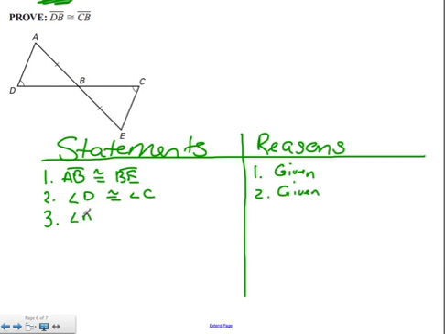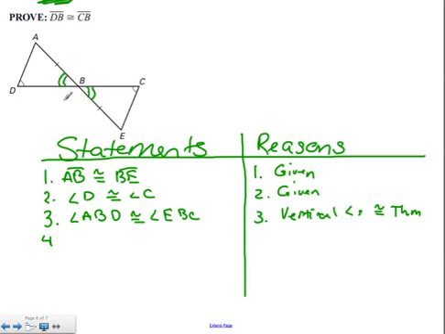We're going to then say angle ABD is congruent to angle EBC. The reason for that is the vertical angles congruence theorem. Let me mark that on the picture here. So this angle is congruent to this angle.